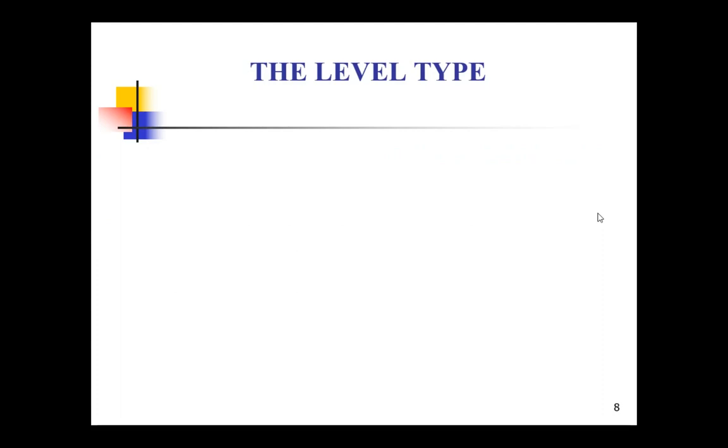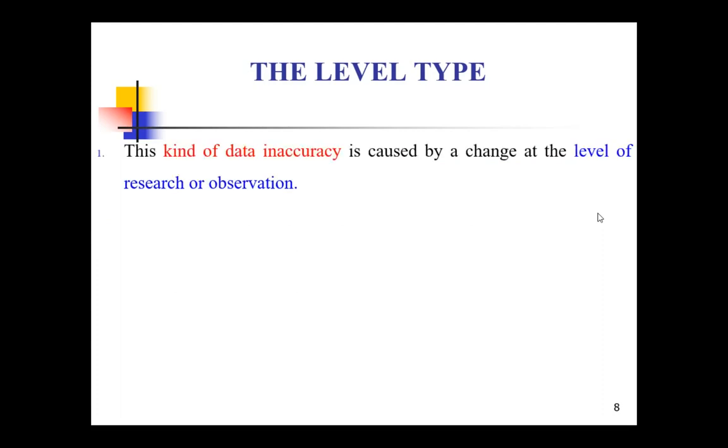Then comes the level type. The second category is the level type. It concerns how you are going to observe or record the data or the reading. The kind of data inaccuracy is changed by the level of perception, research or observation.